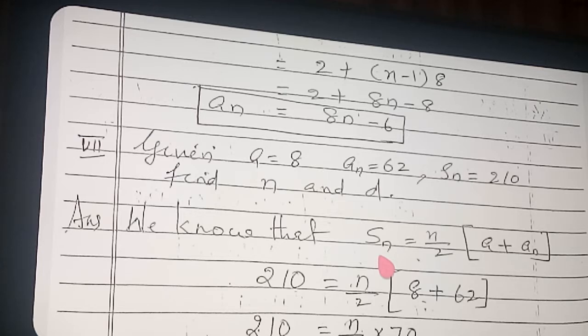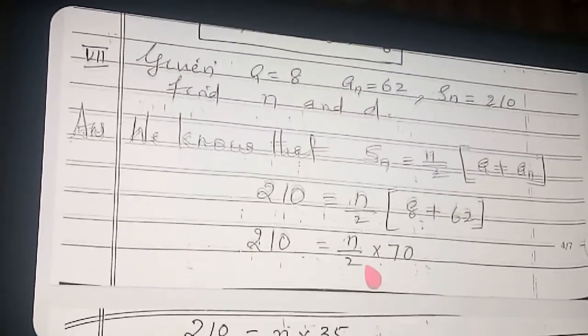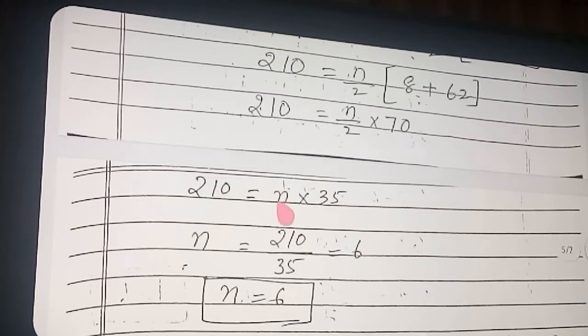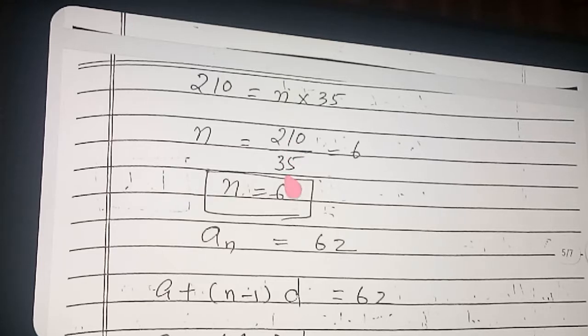So find out n. Sn is equal to n by 2 into first term plus last term. Applying the value of Sn, 210 is equal to n by 2 into 70. So this 2 and 70 will cancel, 35. Therefore 210 is equal to n into 35, so n is equal to 210 by 35. Okay, so what is the value of n? You got 6.